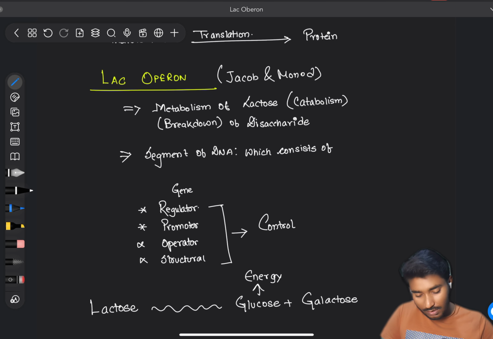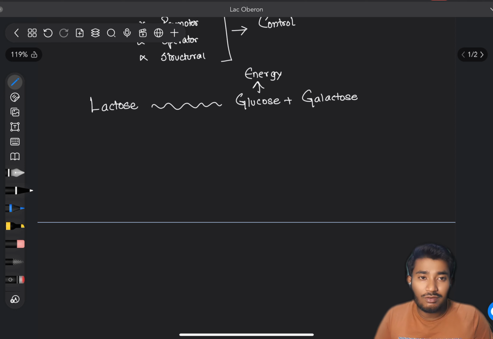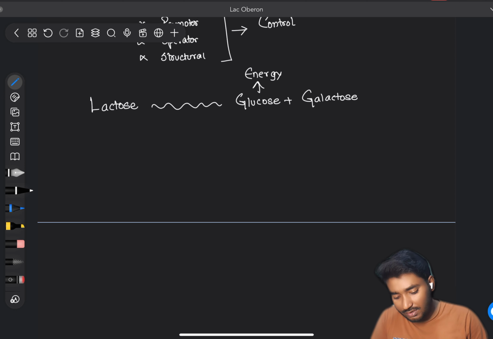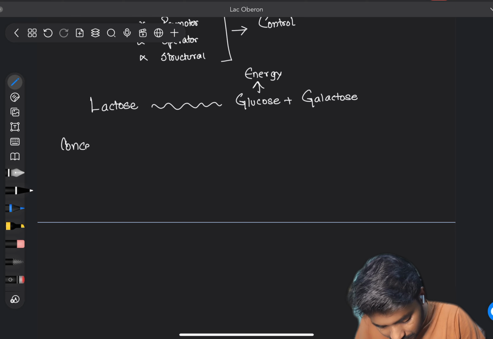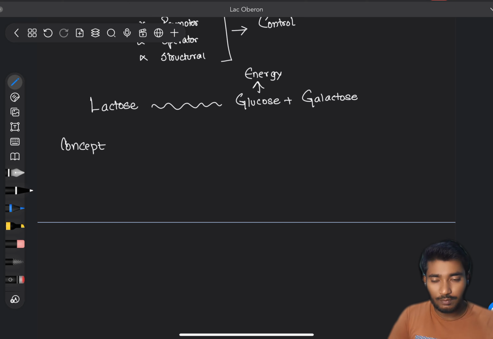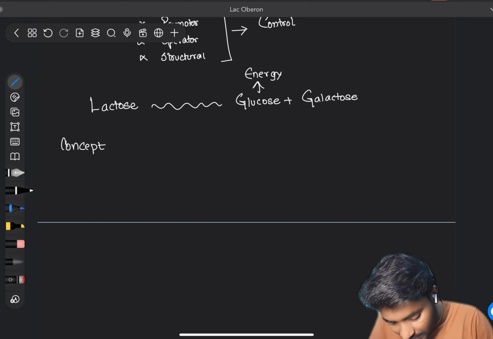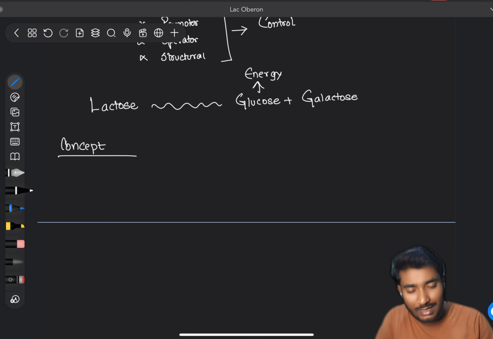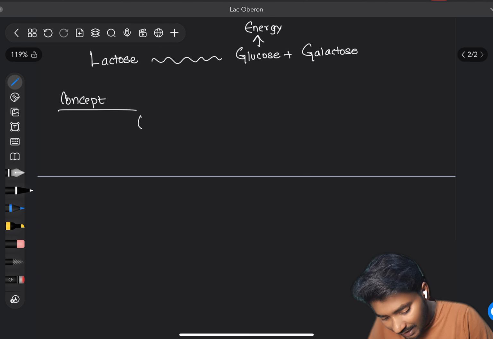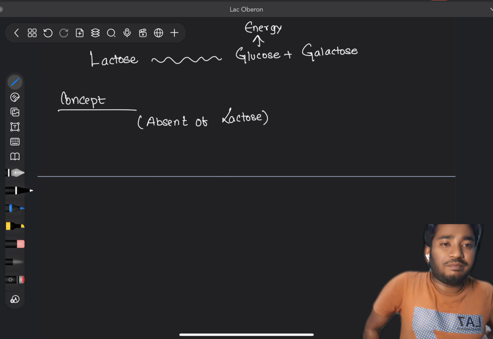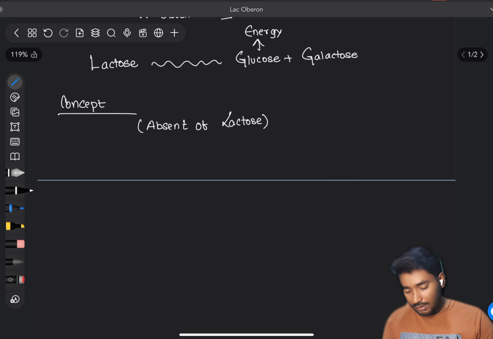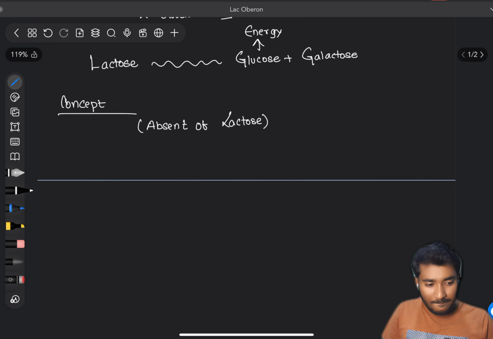Now the concept. What does the concept say of the Lac Operon? The concept of the Lac Operon is the absence of lactose. Lactose needs to be absent. Now see, I'm drawing a picture.